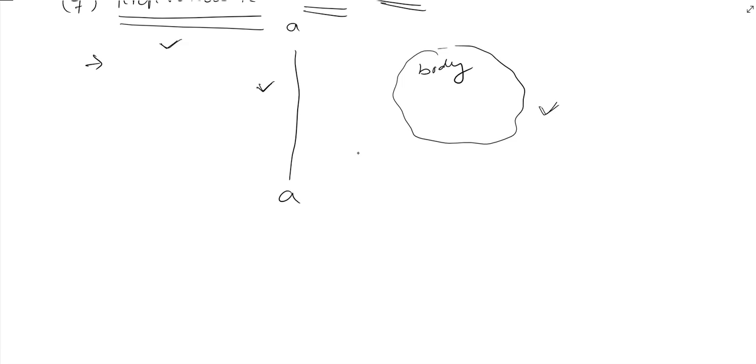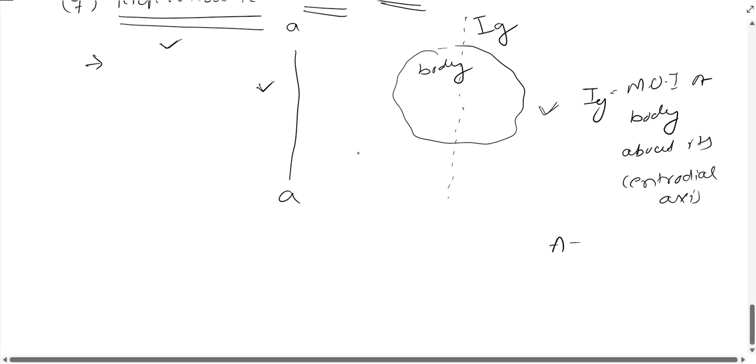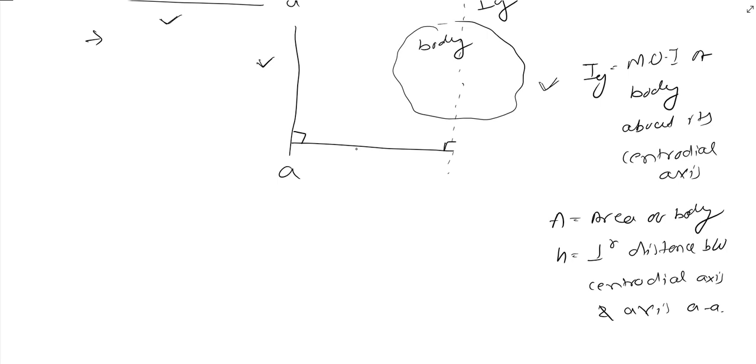Okay, so this is a centroidal axis, and let IG be the moment of inertia of the body about its centroidal axis. Let A be the area of the body. H is the perpendicular distance between the centroidal axis and axis A. This is the perpendicular distance, let this be h.